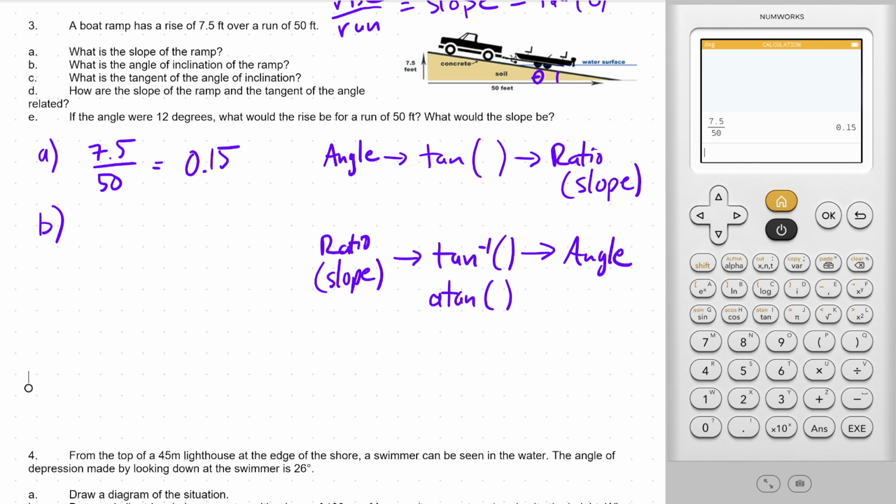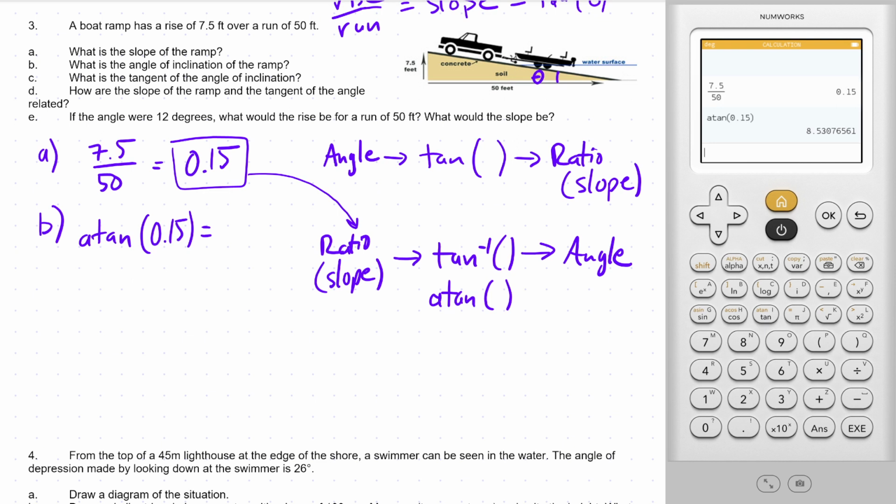Okay, so let's back up. Part B says, what is the angle of inclination? So we know the slope, which is this right here, and we want to know the angle. So that means we want to put this slope into the inverse tangent. Since I have the a tan on the calculator on the screen here, I'm going to say a tan of 0.15. And what does that equal? Well, let's find out. Shift a tan 0.15 gives 8.53, etc.